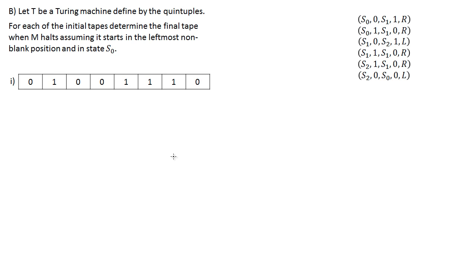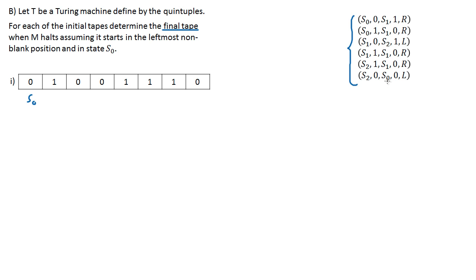Okay, so now this question is a Turing machine defined by quintuplets, which are given on this side. For each of the initial tapes, determine the final tape. So we've got to find where it ends. Basically, this is a tape. We've got to give the final tape when M halts, assuming it starts in the leftmost non-blank position, state 0. So that'll be state 0. We've got to use the quintuples to check.